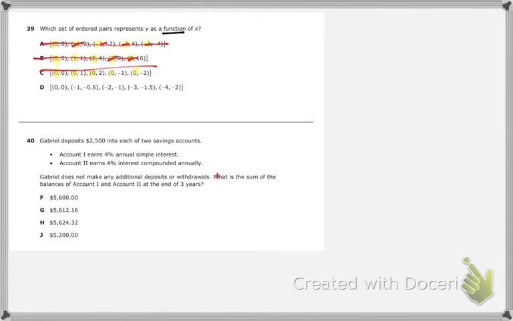Let me make sure D is correct. We have 0. All of these are individual numbers. They're all by themselves, as in they're the only ones there. So D is our answer.